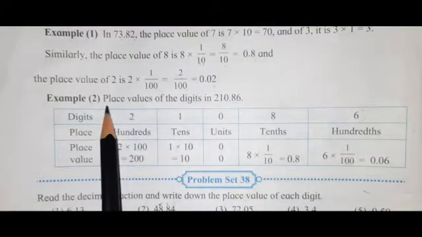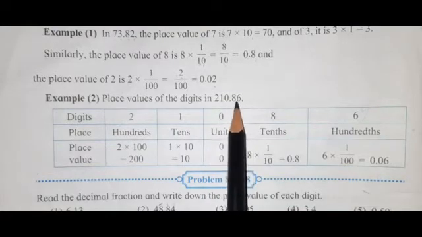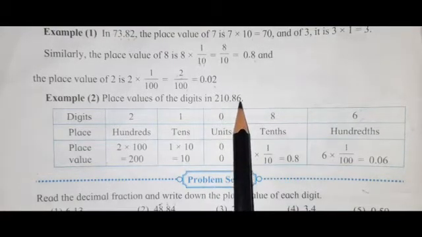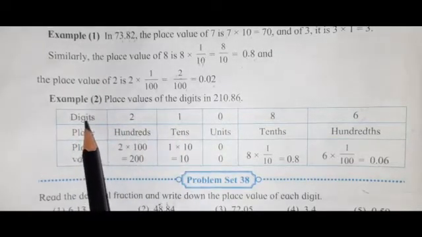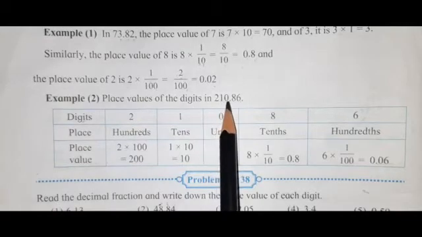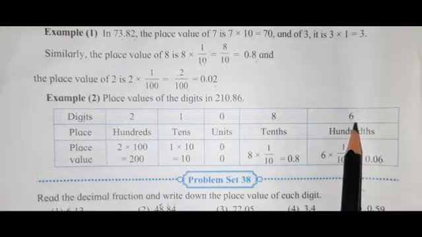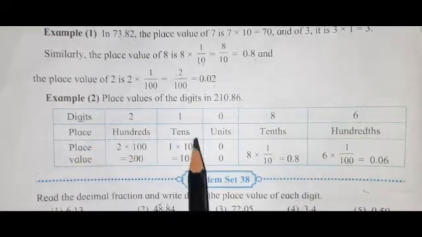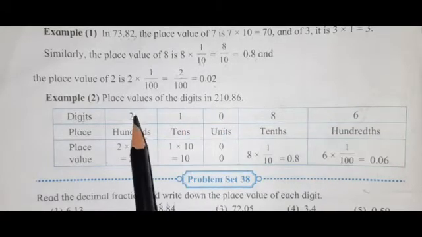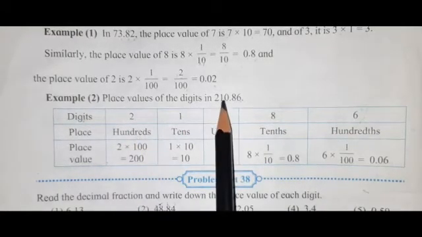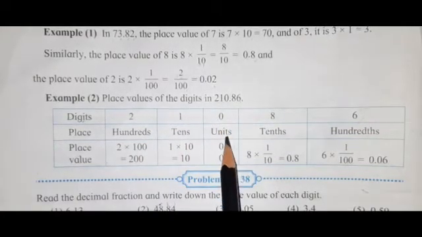Now, example 2. Place values of the digits in 210.86. Here, write the answer in the form of a table. First, write the digits. The digits are 2, 1, 0, 8 and 6. Now, the place. The place of 2 is hundreds. Now the place of 1 is tens. The place of 0 is units.